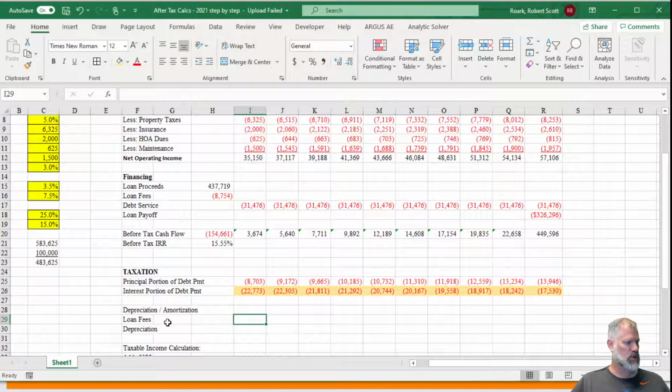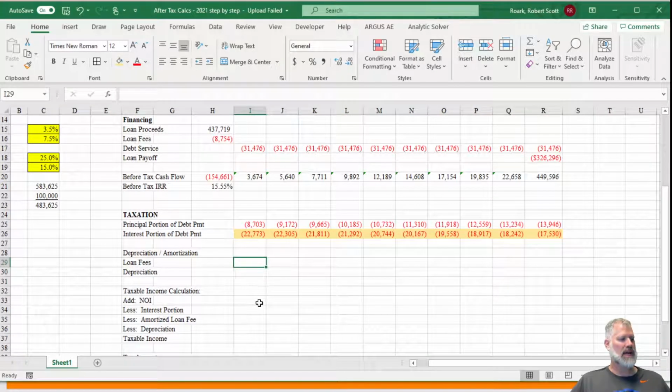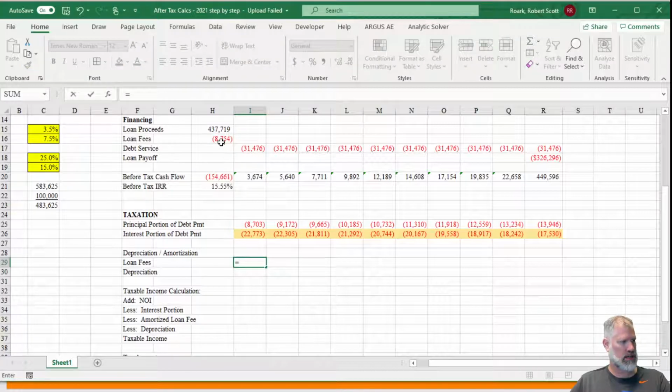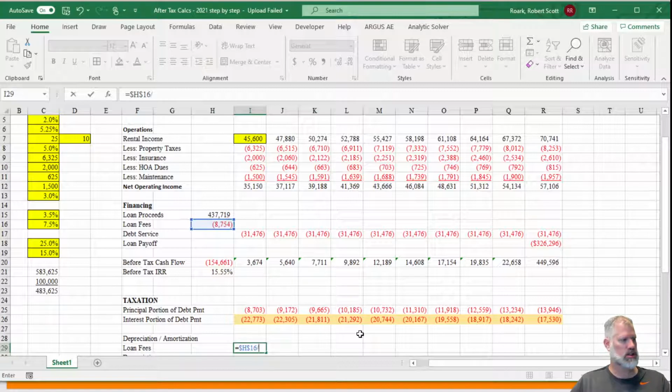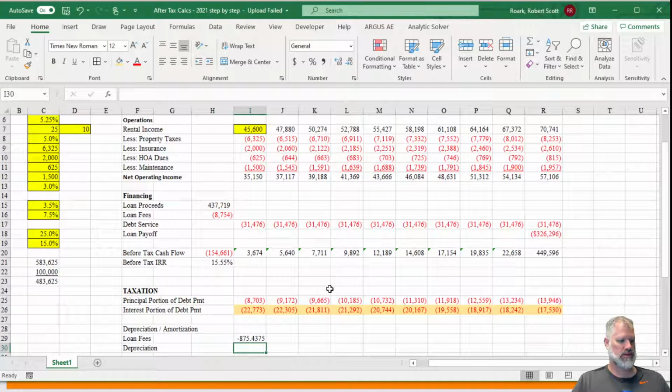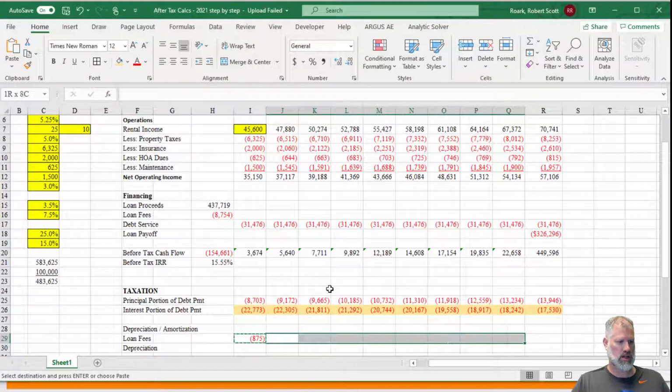Now I have the next little portion here that tells me I'm going to highlight my depreciation and amortization. So the first thing I'm going to do is amortize my loan fees. So I'm going to link up here to my loan fees. I'm going to lock it in with an F4, and I'm going to divide that by the term of my loan. So 10 years I have this loan. That means I can amortize that amount that I paid up front over a 10-year period. So again, I'm going to format the cell to look like all the others, and then I'm going to copy that all the way across.